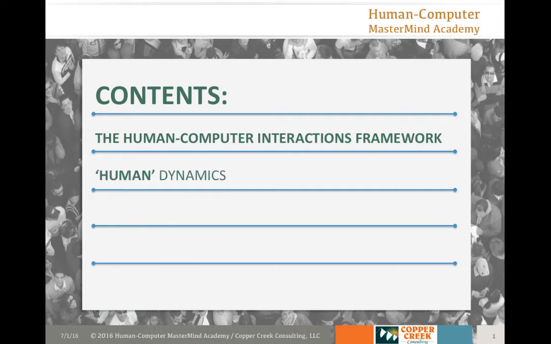So we're going to start with human dynamics. And who are all these users and all these real people in the world, and how you might interact with them through various interfaces and interactive media.